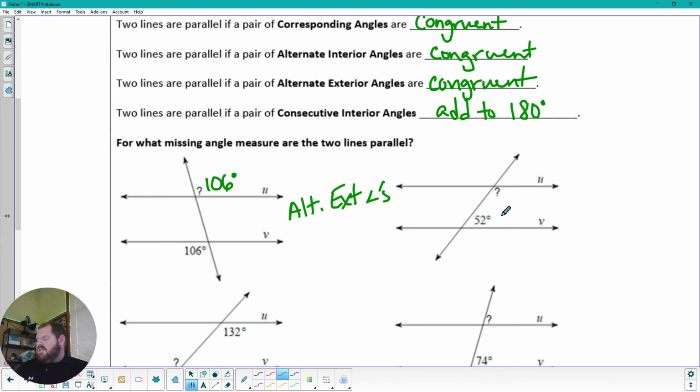On the next one, they're consecutive interior angles, so they have to add to 180. So somehow the question mark plus the 52 has to equal 180. I would say that's probably 128 degrees. If that was 128 degrees, then those lines would be parallel.